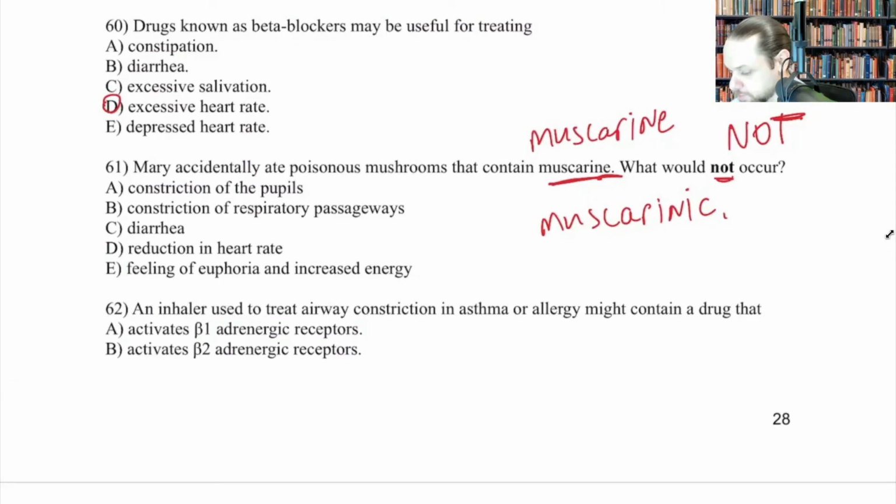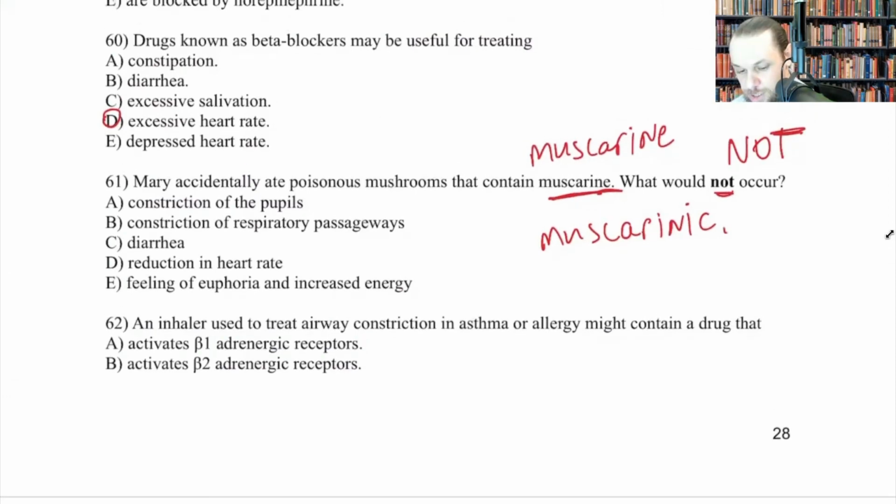D, reduction of the heart rate. So think about it a little carefully, right? Let me ask you again. Is acetylcholine part of fight or flight or rest? It's rest and digest, right? So if acetylcholine is rest and digest, and Mary ate mushrooms with muscarine, muscarine is going to work on the muscarinic receptor and mimic acetylcholine, right?